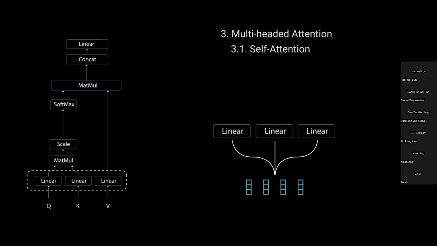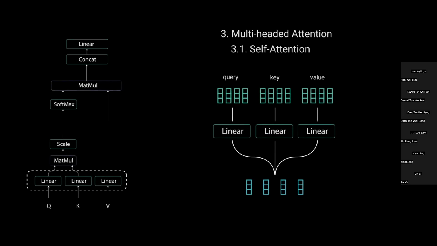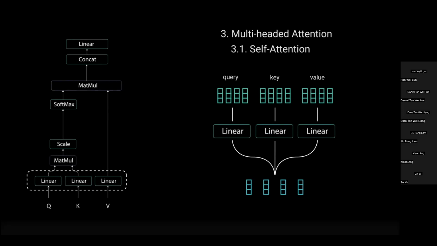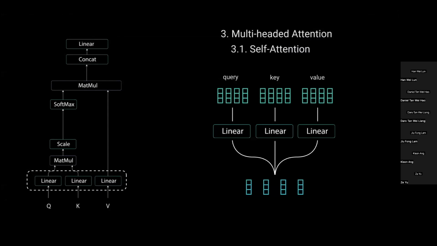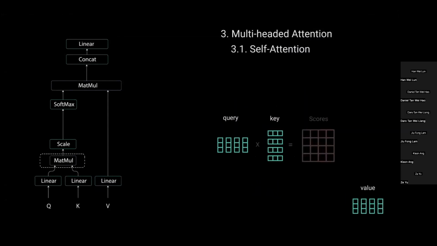To achieve self-attention, we feed the input into three distinct fully connected layers to create the query, key, and value vectors. What are these vectors exactly? I found a good explanation on Stack Exchange stating, the query, key, and value concept comes from the retrieval system. For example, when you type a query to search for some video on YouTube, the search engine will map your query against a set of keys, for example, video title, description, etc., associated with candidate videos in the database, then present you with the best match video. Let's see how this relates to self-attention.